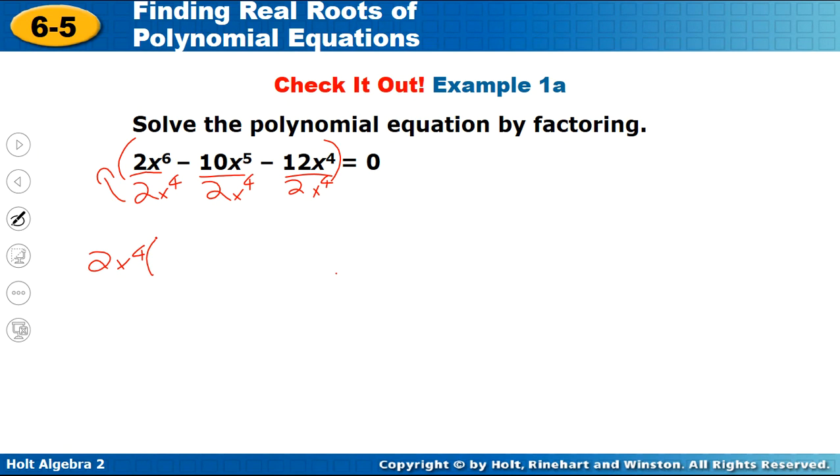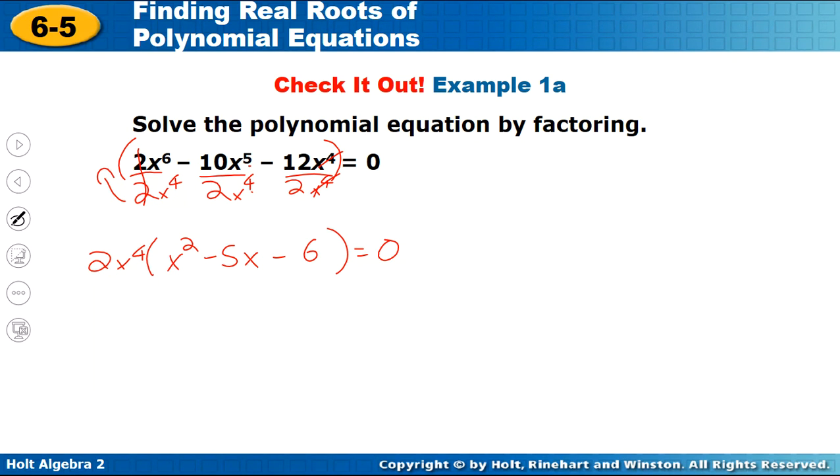So let's fill in what we have remaining inside these parentheses. 2 divided by 2 is going to cancel, leave us 1. This will be left with x squared because 6 x's take away 4 will be 2 x's remaining. The second term, negative 10 divided by 2 will be a negative 5. 5 minus 4 will be 1 x remaining. And then negative 12 divided by 2 is negative 6. And 4 x's minus 4 x's mean there's no x's remaining. Alright? So there it is. I've factored out at least my GCF.